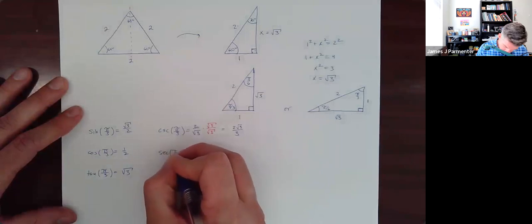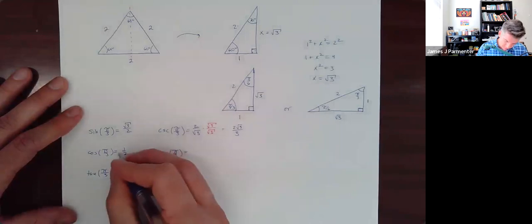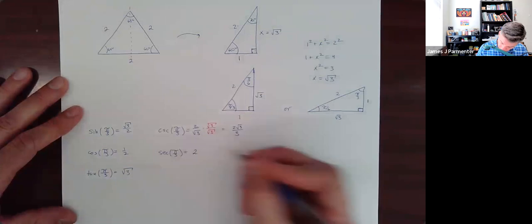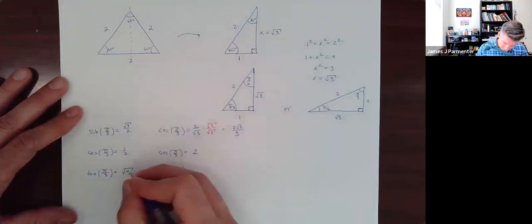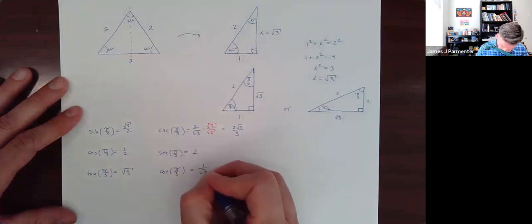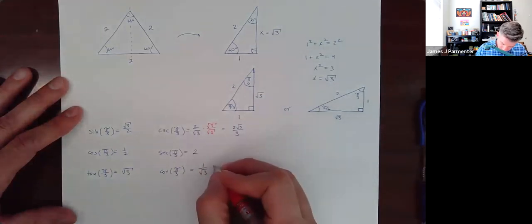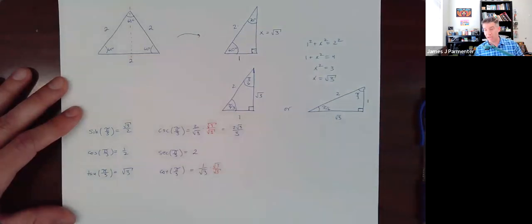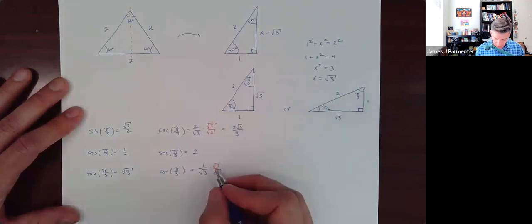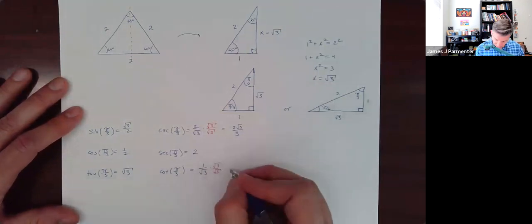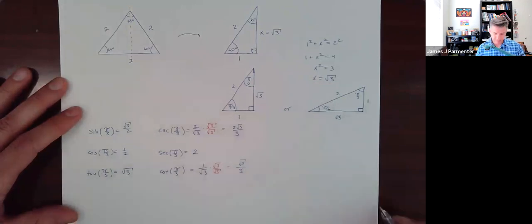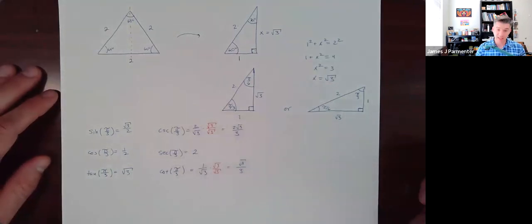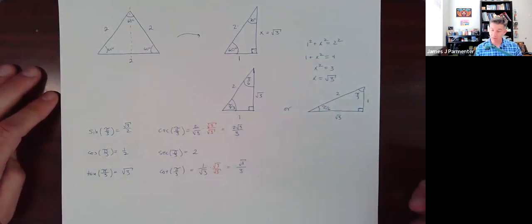Secant of pi over 3 is going to equal the reciprocal of 1/2, which is 2 over 1, which is just 2. And cotangent of pi over 3 is the reciprocal of root 3, which is going to be 1 over root 3. And yeah, we rationalize that as well. You don't actually have to show the step of multiplying by root 3 over root 3. You can, and you should if you feel like you want to. But if you know that you multiply by root 3 over root 3, the bottom just becomes 3. The numerator is 1 times root 3, which is root 3. Cool. So those are the 6 trig functions of 60 degrees or pi over 3.